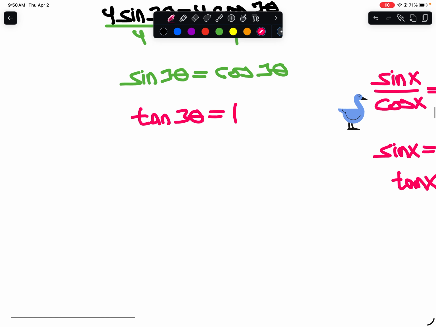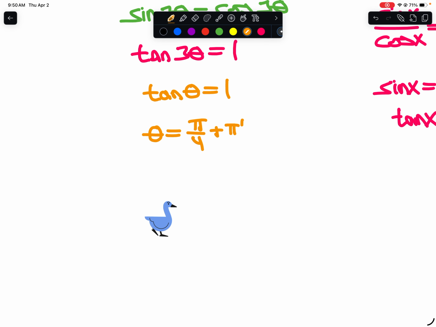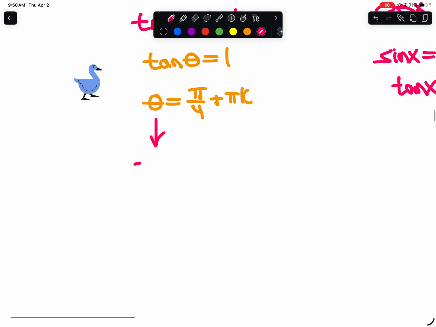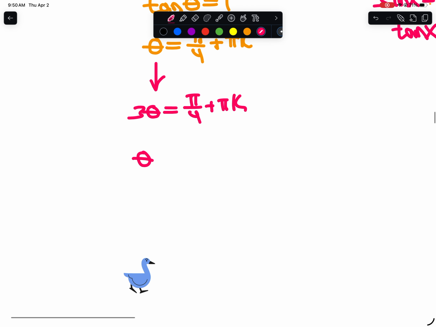Okay, so what I'm going to do next is I'm going to do a little bit of a substitution. I'm going to ignore this 3 theta for a second. I'm just going to do tangent of theta, not 3 theta, is equal to 1. Now in the unit circle, that's going to be equal to pi over 4 plus pi k. So now that I have all the possibles, I'm going to rewrite and include this 3 theta over here now. So this would be 3 theta equal to pi over 4 plus pi k. And then I'm going to divide everything by 3, which means I'm going to get theta is equal to pi over 12, that's 12, plus pi over 3 k.